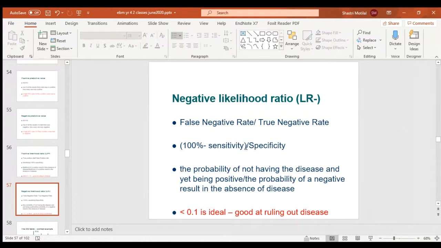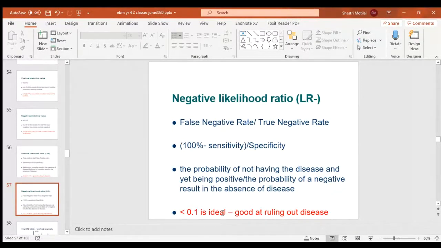Now, this is kind of like the flip of the positive likelihood ratio. We say it's good if it's less than 0.1. So let's use the example I just gave of a test having a sensitivity and a specificity of 90%. With the negative likelihood ratio, 100 minus 90 is 10, and specificity is 90%. 10 divided by 90 is 0.11, I'm not sure. So that's how we will calculate negative likelihood ratio.